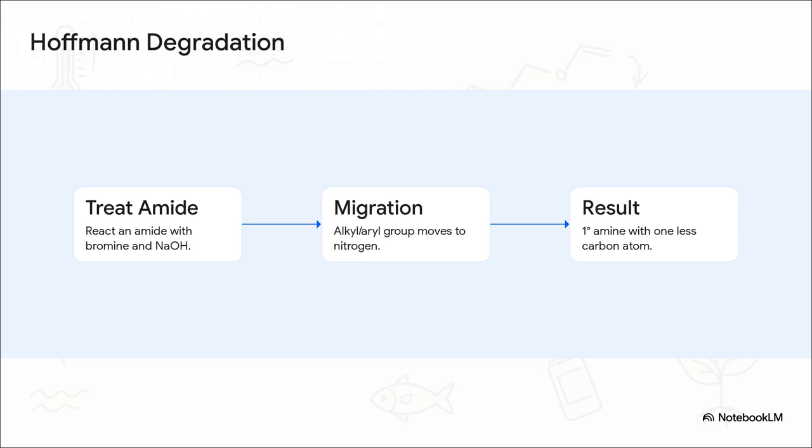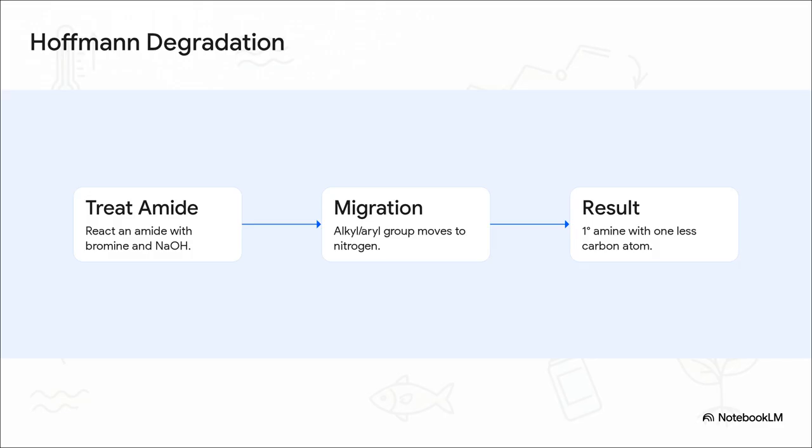But chemists have another brilliant trick up their sleeve, the Hoffmann bromamide degradation. You treat an amide with bromine and a strong base, like sodium hydroxide. And what happens next is basically a molecular magic trick. The alkyl or aryl group actually migrates completely away from the carbonyl carbon and attaches directly to the nitrogen atom. The result? You get a primary amine that has exactly one carbon less than the amide you started with.